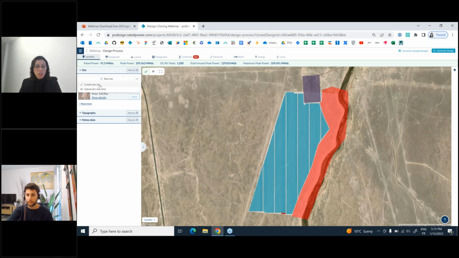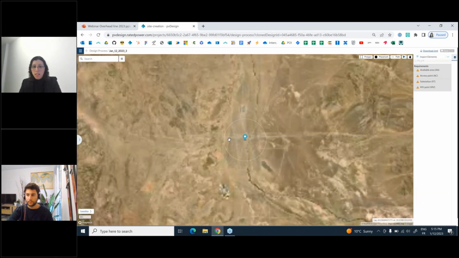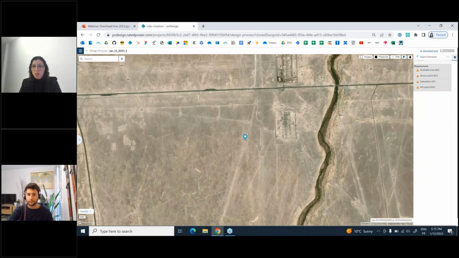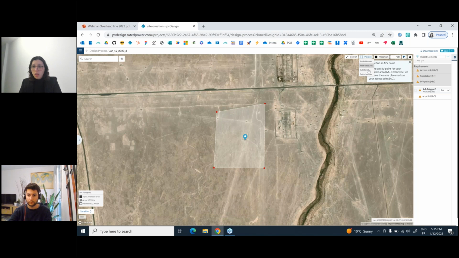So if you decide to create a new site from scratch, we have this tool, which is an interactive site creator, by which you can directly create one site. So we can, for example, here choose an available area that you can draw where the structures are going to be installed. You can also here use another polygon called substation in order to set where your substation is going to be, the planned substation.